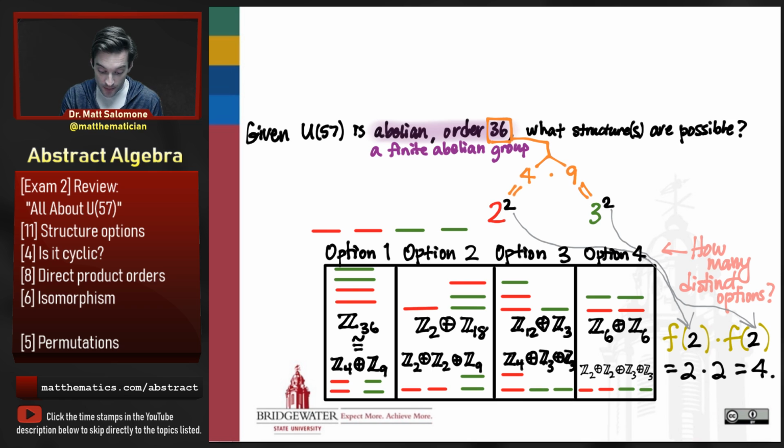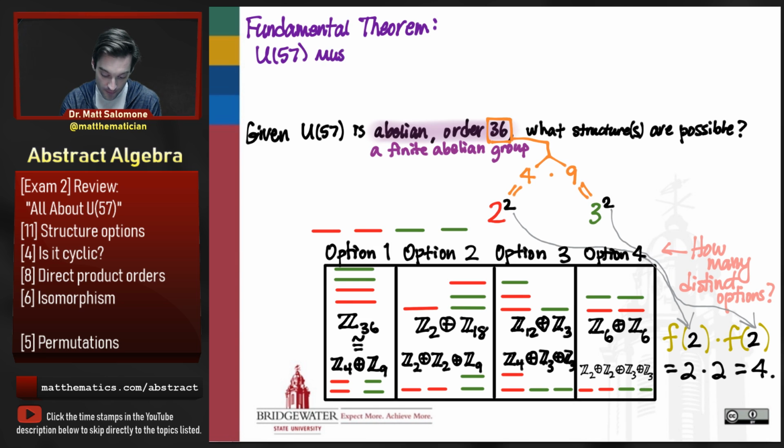We know for sure, and this is the power of the fundamental theorem. I think I've kind of undersold this in class. But now that we have the complete list down here on my screen, the fundamental theorem says that U57, because it is a finite abelian group of order 36, it must be isomorphic to one of these 4 groups. U57 must be isomorphic to one of these options.